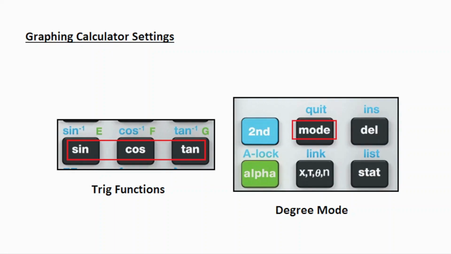Lastly, most Physics 1 courses require the use of a graphing calculator. Make sure your calculator has the 3 trig functions, sine, cosine, and tangent, and make sure you can find the mode button and flip your calculator into degree mode, as that is the mode most commonly used.